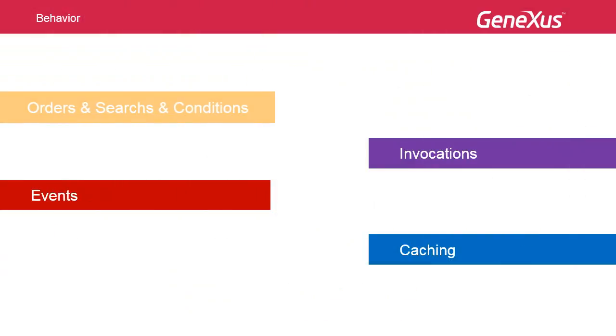In this way, we've seen how to order information in a grid and how to set search criteria, filters, and conditions. Now we will examine one of the most important topics, events.